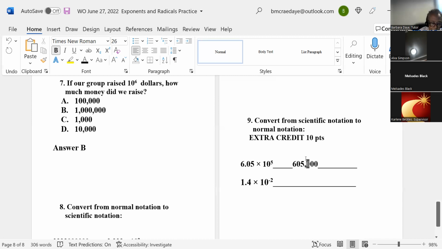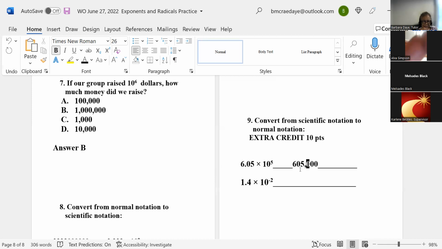So you would have to put 3 more zeros, because I already have 2 places right here for my 6.05. So to get this to the 5th power, I need to add 3 more zeros. Then that gives me 5 places, right? 1, 2, 3, 4, 5. Got it? I'm not seeing how you're doing it, Miss Barbara. Let me fix that. Let me bring it up.